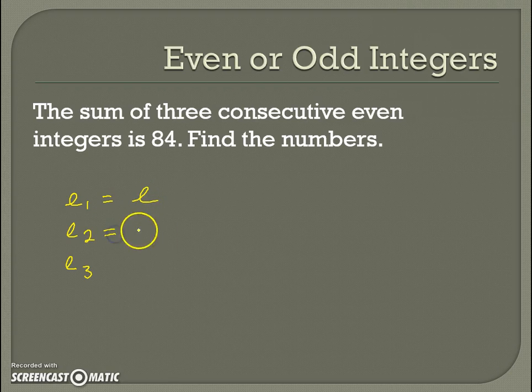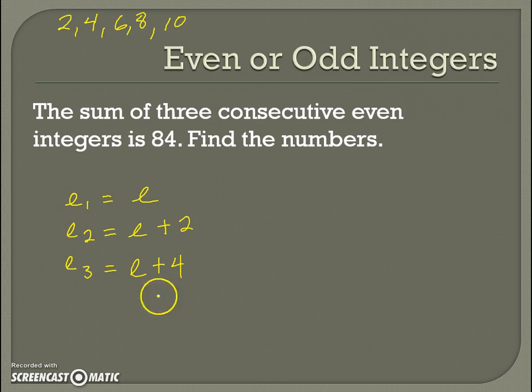The second one is going to be whatever this number is, but think of the way numbers work. If I have even numbers, it's 2, 4, 6, 8, 10, and so on. To get from one even number to the next, I don't add 1, I add 2, plus 2, plus 2, every single time. So to go to the next even number, I add 2 to that. And then down here, I'd add 2 to this, which makes that e plus 4. So it's a little bit different on these if I want to find consecutive even numbers.